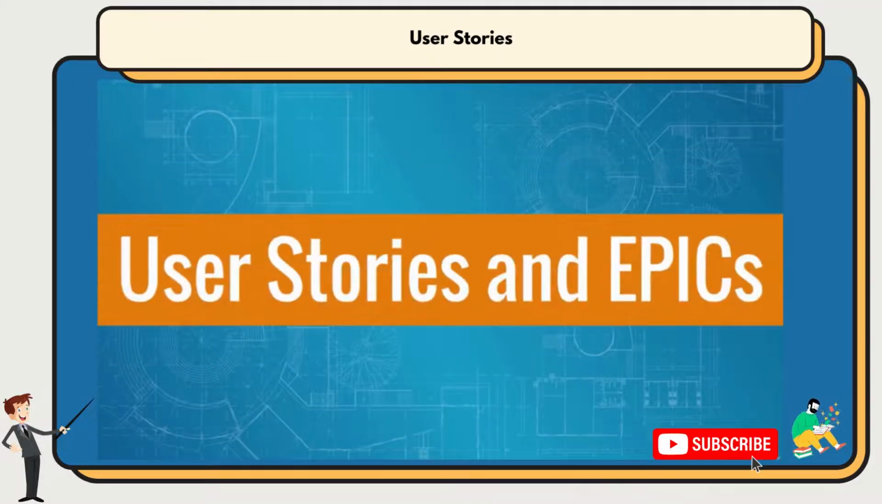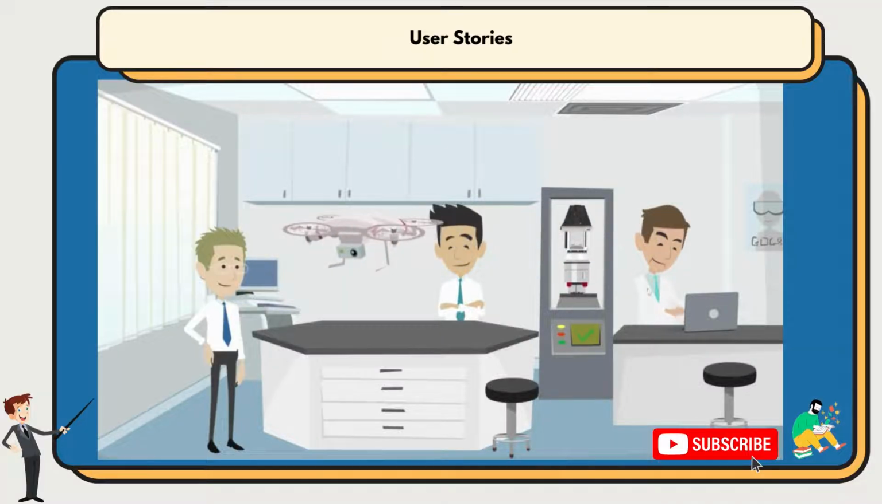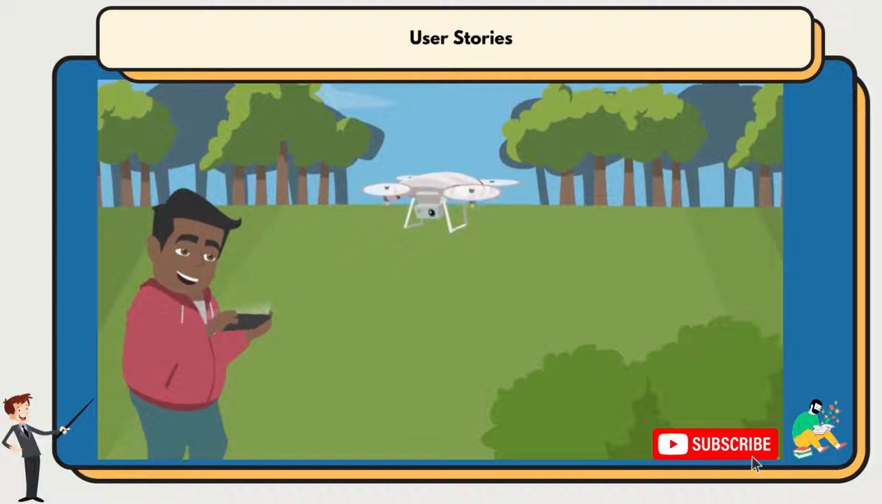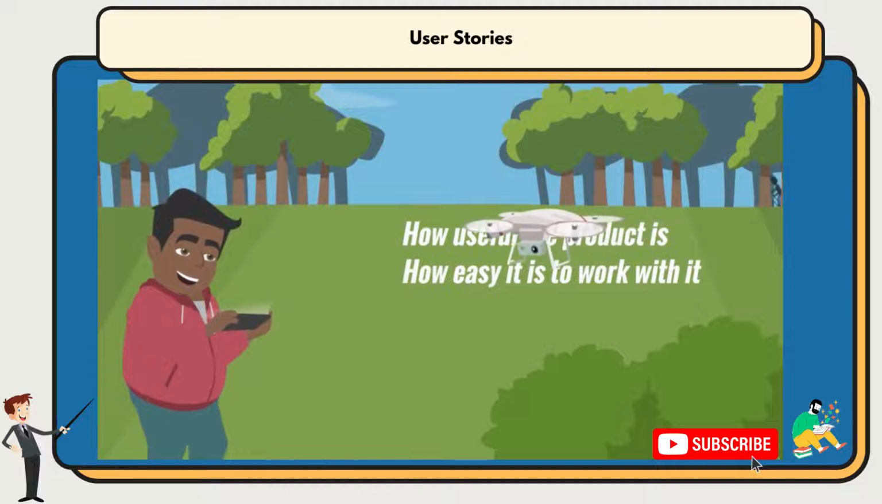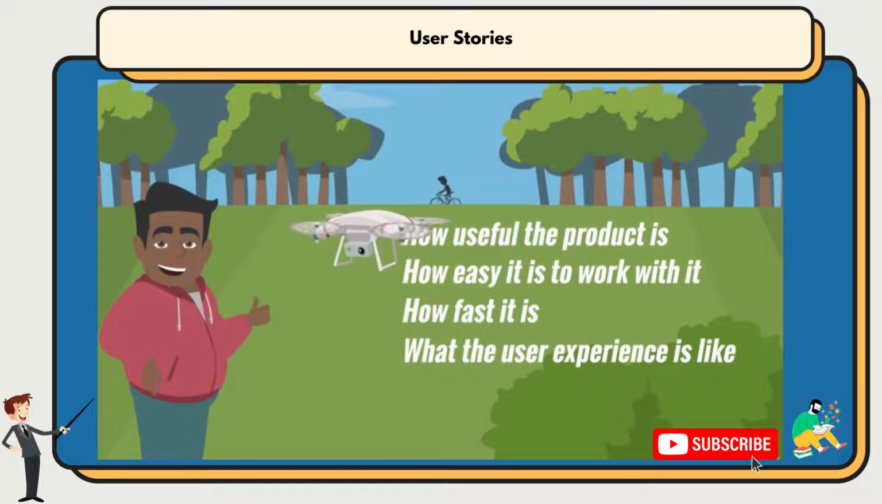User stories and epics. In product development projects, the scope has to include not only the physical or tangible part of the product itself, but also the part about how people will use the product once it's ready. Topics such as how useful the product is, how easy it is to work with, how fast it is, what the user experience is like. These need to be captured and added to the requirements.